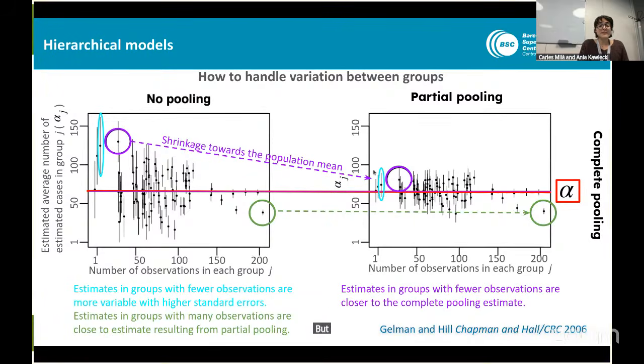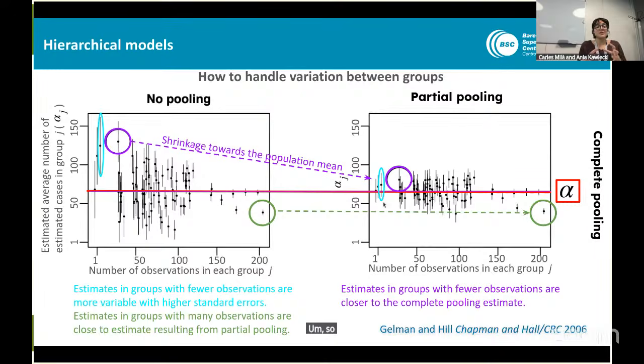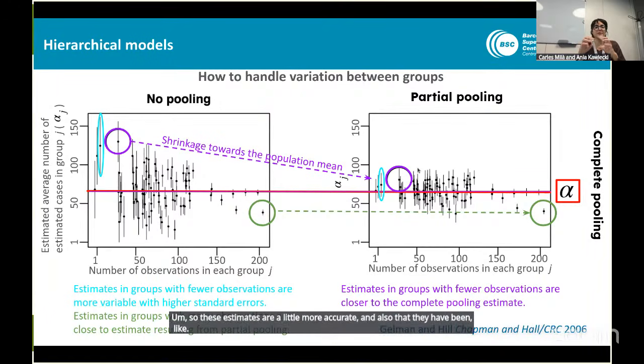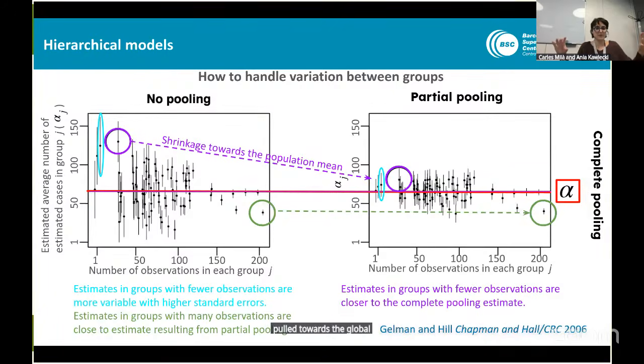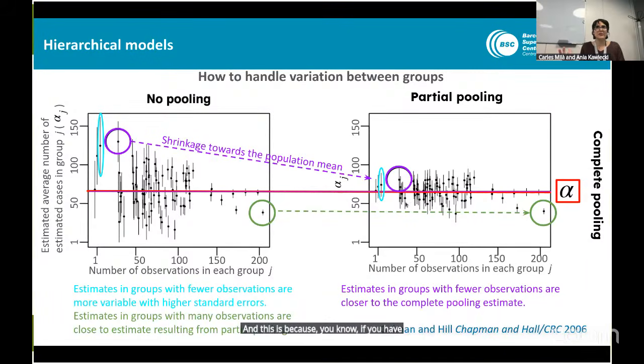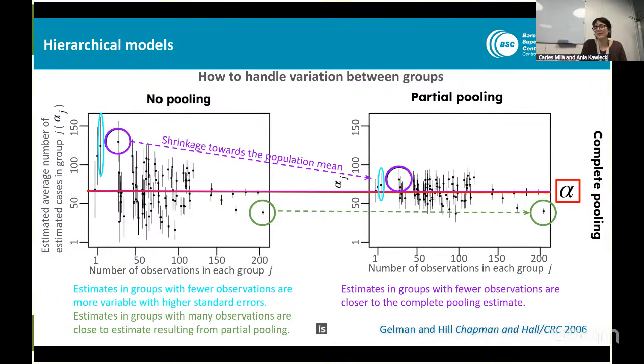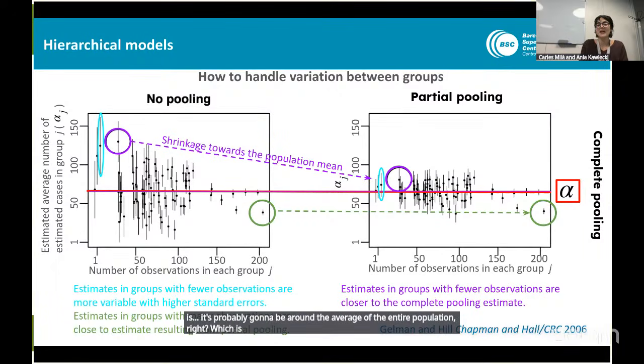But if we look at the same groups in the partial pooling example, we see that the standard errors are smaller. So these estimates are a little more accurate, and also they have been pulled towards the population mean. So there's a shrinkage towards the population mean. And this is because, if you have little information about a group, your best guess is it's probably going to be around the average of the entire population, right? Which is not a bad guess.